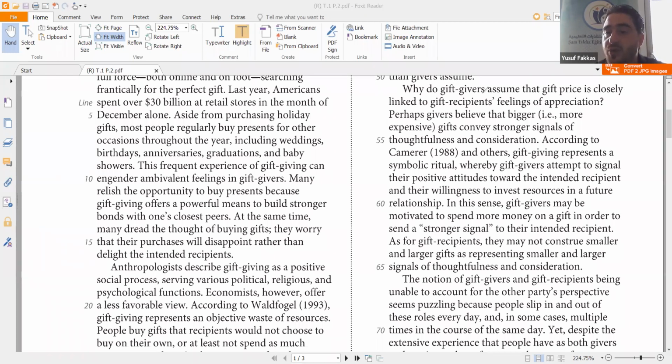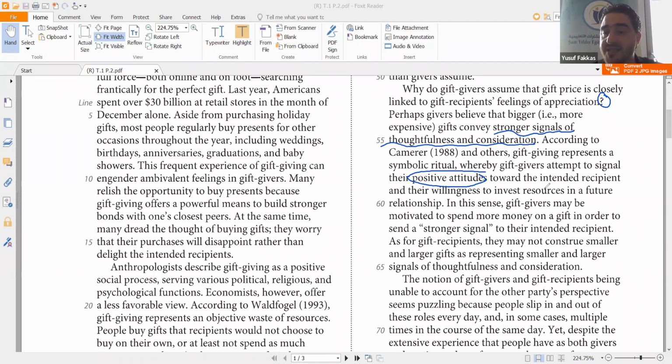Why do gift givers assume that the gift price is closely linked to gift recipients' feelings of appreciation? Perhaps givers believe that bigger gifts convey stronger signals of thoughtfulness and consideration. Now, if we ask ourselves, why do the givers think the more expensive, the more appreciation? Because they say, when I buy something bigger, stronger, more expensive, that shows that I have stronger feelings of thoughtfulness and consideration and care. That's the explanation. According to Camerer 1988 and others, gift giving represents a symbolic ritual whereby gift givers attempt to signal their positive attitudes toward the intended recipients and their willingness to invest resources in a future relationship.